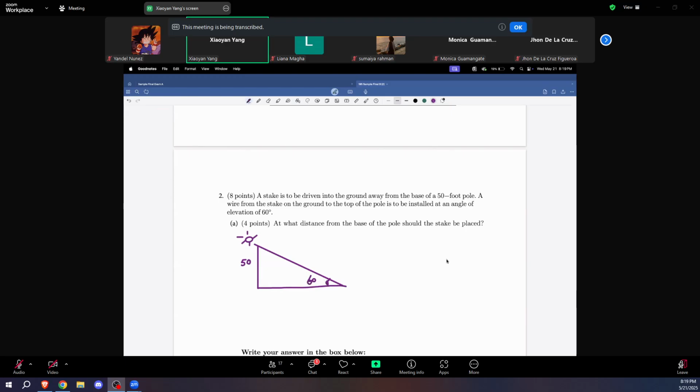Sometimes we talk about depression. What does depression mean? If a person is standing on the top of a building, not a pole, and looks at something on the ground, that is depression. The angle of depression and this angle are the same. You okay? Right now, to make it easy, we're just talking about elevation.